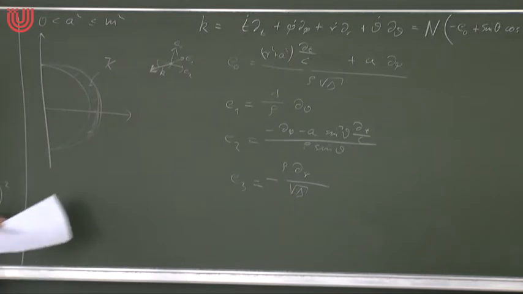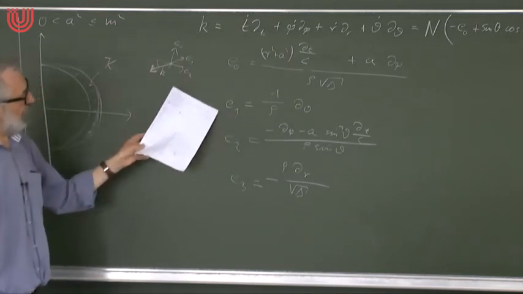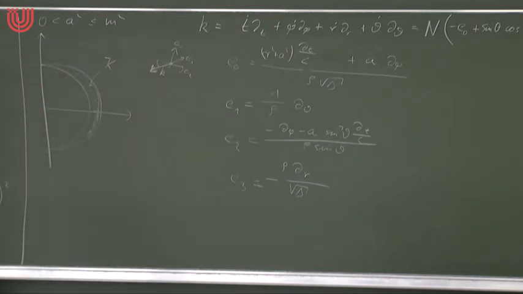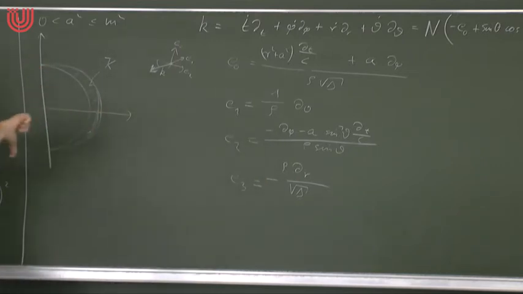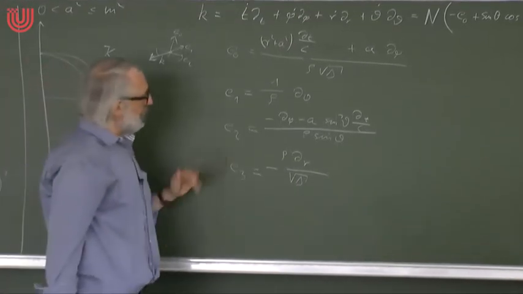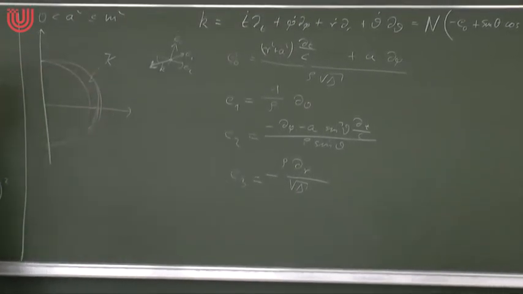So I have chosen the signs in such a way that E1, E2, E3 is a right-handed system. E1 points downward, theta is this coordinate, so it points down. Then E2 points in the negative phi direction, and E3 points towards the center. So this gives a right-handed system indeed. So that's my basis, which coordinatizes my celestial sphere.